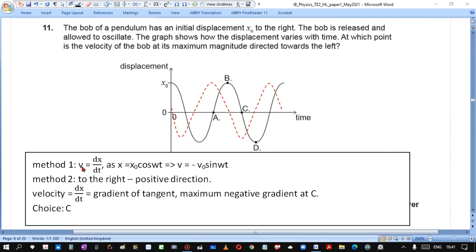Method 1: we know that velocity equals the gradient of the displacement against time graph. Displacement is a cosine function. It means the graph of velocity will be a minus sine function, and the maximum negative is at point C. Another method is to use the gradient, so the maximum negative gradient is at point C, so choice C.